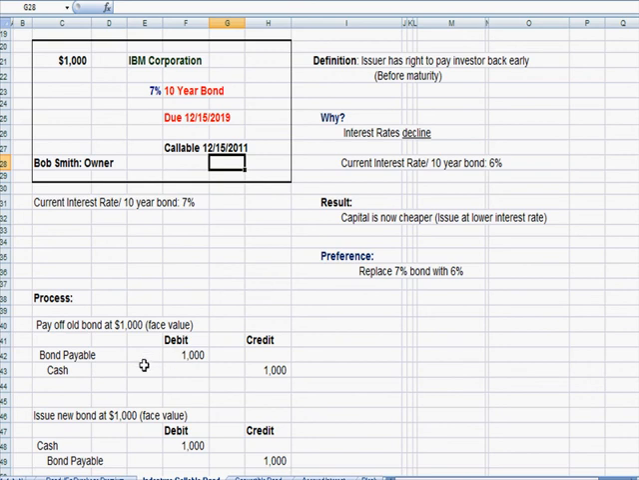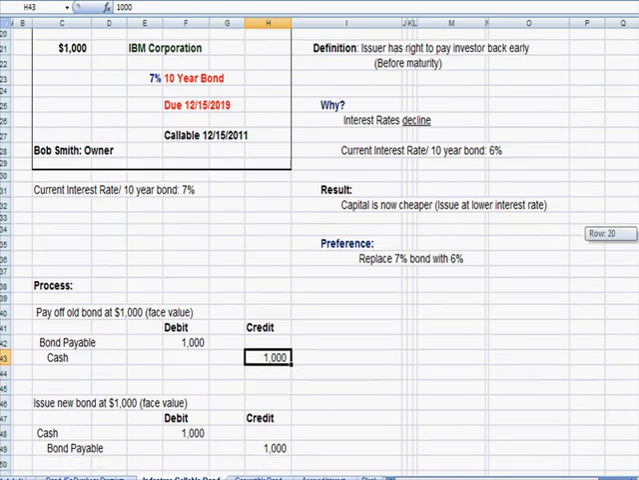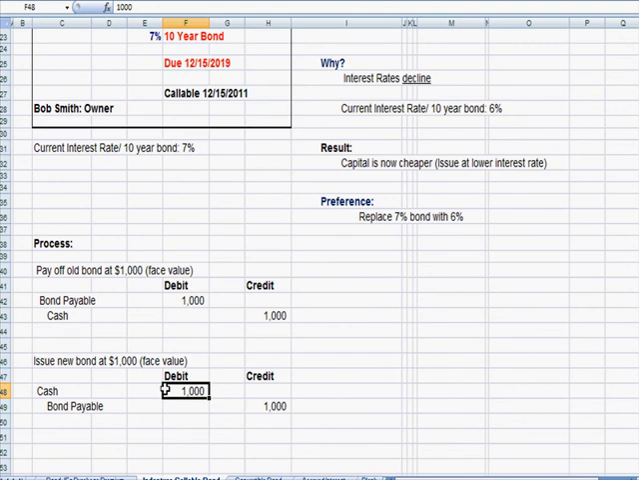But ignoring that, in my example here, I've said we're going to debit the bond payable, the liability. We're going to debit the liability and reduce it. And we, the issuer, IBM, are going to pay cash, so we're going to credit cash $1,000. So we've removed the liability and we've reduced cash. And when we issue the new bond, the reverse happens. We have cash coming in the door, the proceeds from the sale of the 6% bond, and we're going to have a new liability out there for $1,000.